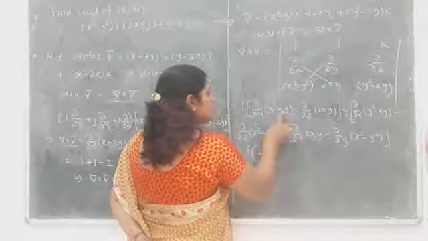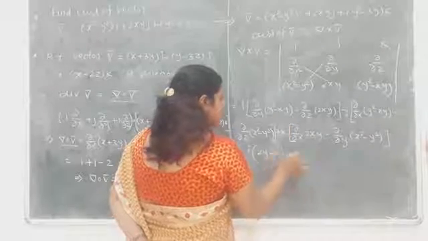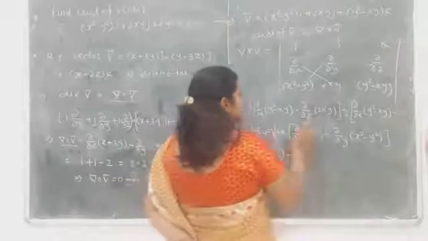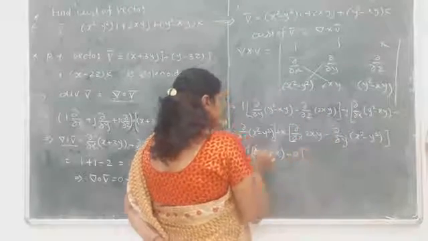Here is the derivative of x into y with respect to y, and the derivative of y is 1, there is a minus x, then minus of del by del z of that whole term with respect to z. Here there is no term, so it becomes 0.